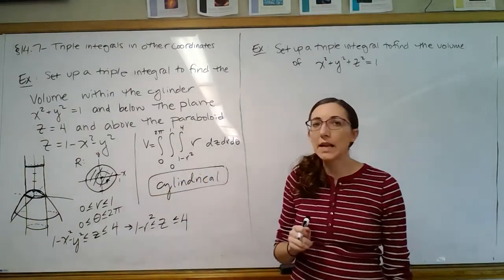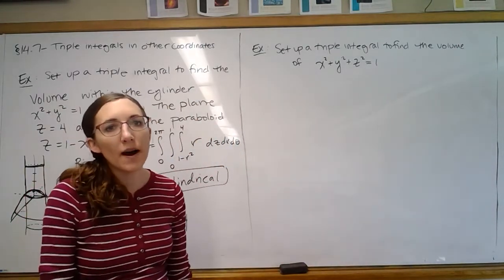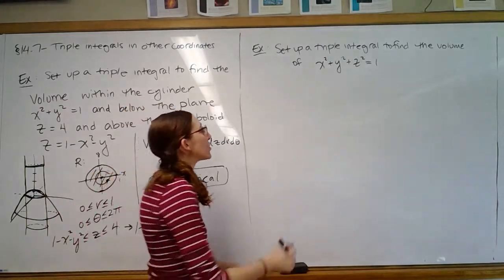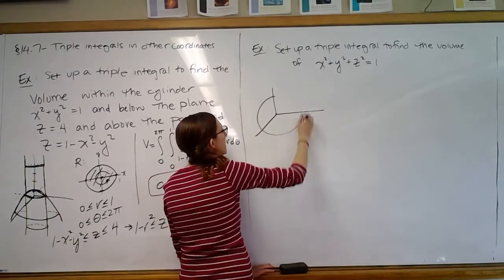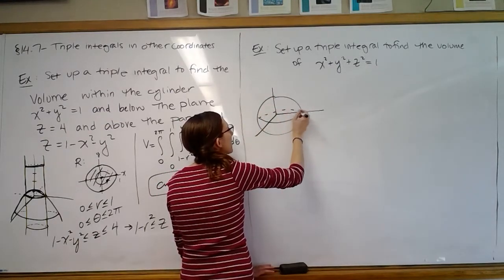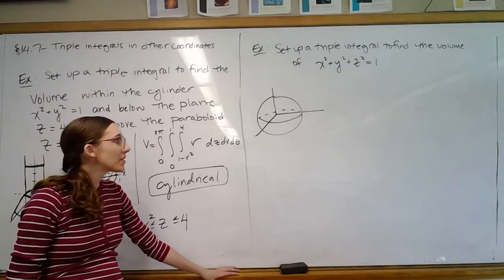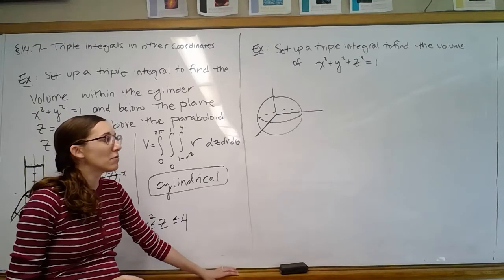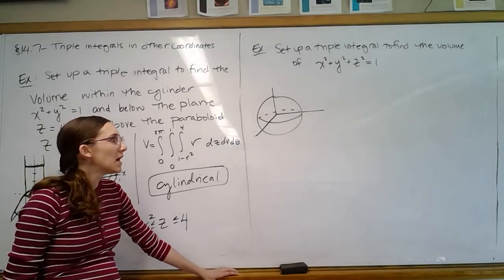Now if we take a look at the next example, it says set up a triple integral to find the volume of x squared plus y squared plus z squared equals 1, which hopefully we should recognize as just being the unit sphere. So we're looking for the volume of that unit sphere. This is a good one where right from the beginning, we could think about converting to probably spherical coordinates.